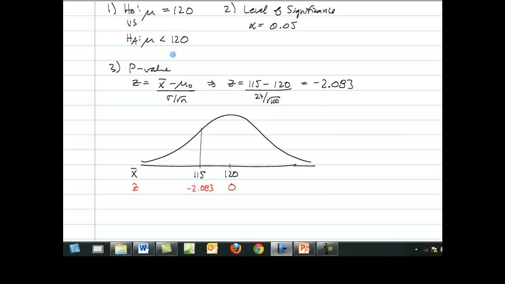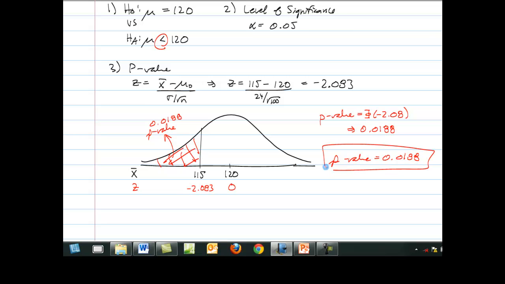Now the p-value here is going to be a little different. The p-value goes in the direction of the alternative hypothesis, so I go less than. This is the entire p-value. It's not half, it's the entire p-value. So the p-value here would be phi of negative 2.08, because remember I can only go to hundredths. If you grab your normal tables and look up negative 2.08, I get 0.0188. So my p-value equals 0.0188. That's a pretty small p-value.